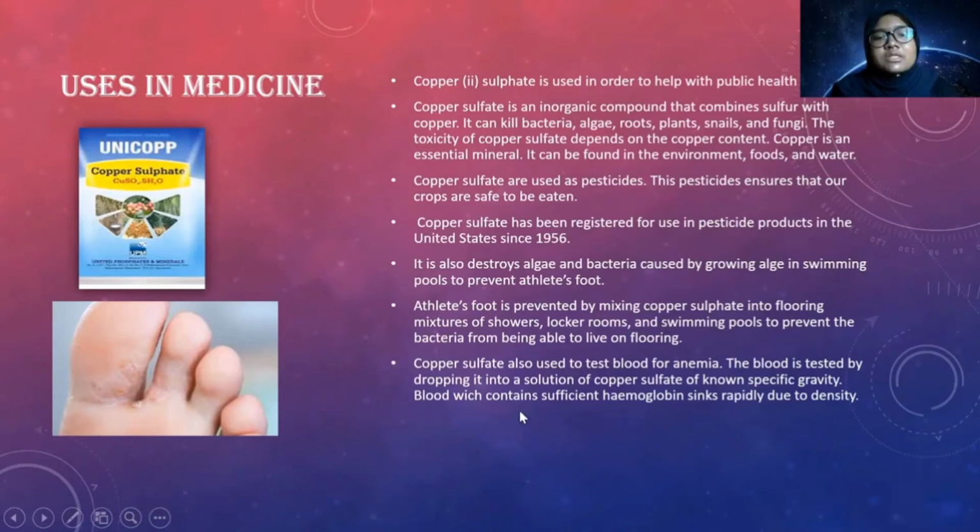Other than that, copper sulfate is also used to test blood for anemia. The blood is tested by dropping it into a solution of copper sulfate of known specific gravity. Blood which contains sufficient hemoglobin sinks rapidly due to its density.